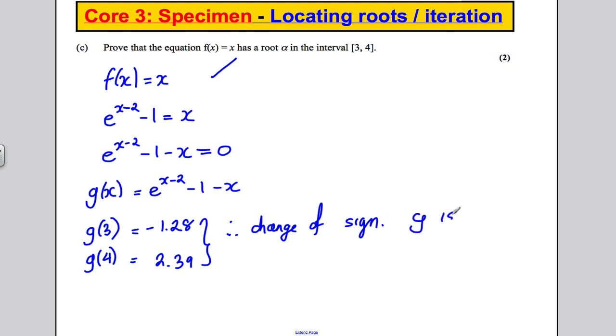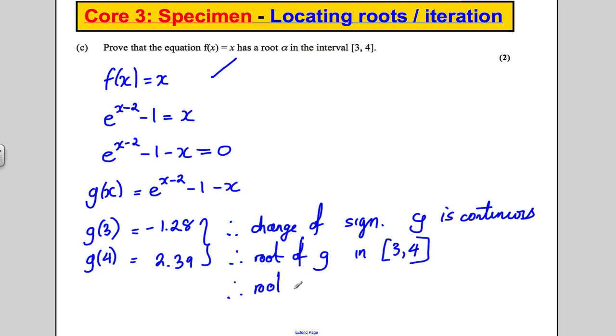g is continuous, therefore root of g in the interval 3, 4, and therefore this means root of f of x equals x in 3, 4. And we're done.